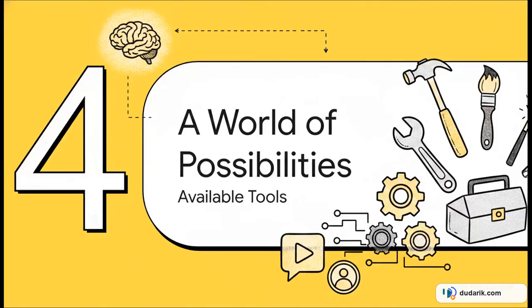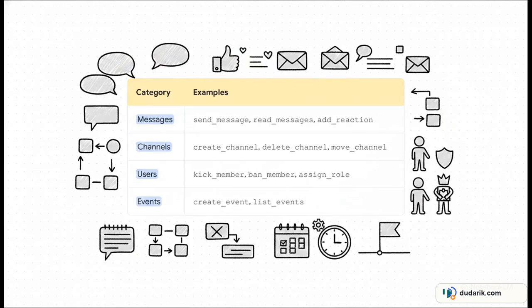So once you're all connected, what can your AI actually do? This is where things get really exciting. You've basically just handed your agent a massive toolbox for interacting with Discord in all kinds of ways. And just look at this, and this is only a small sample. Your AI gets tools for complete message management, sending, editing, reading history, even adding emoji reactions. It can manage channels, creating them, deleting them, moving them around. It's got user management capabilities to kick, ban, or assign roles. It can even create and manage scheduled events. I mean, it is an incredibly comprehensive set of actions right out of the box.